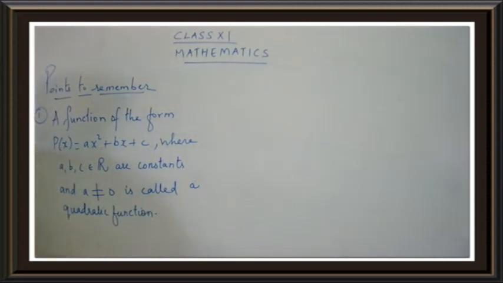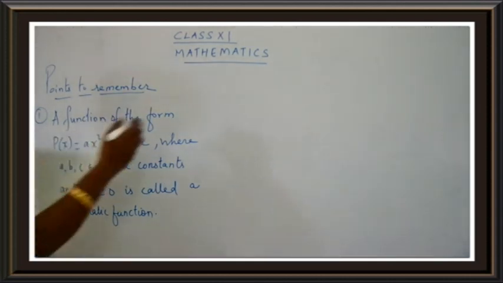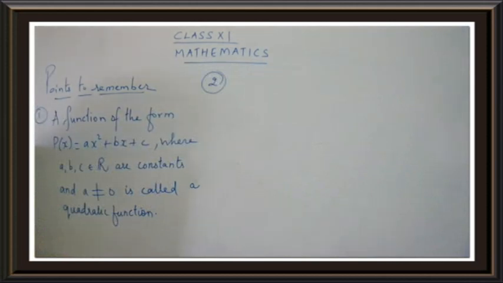Clear, children? So write down the first point. A function of the form p of x is equal to ax square plus bx plus c, where a, b, c are constants and a is not equal to 0 is called a quadratic function. So this was the first point. Now let's go for the second point. Write down the second point, children.